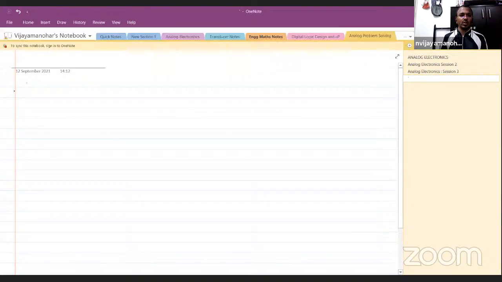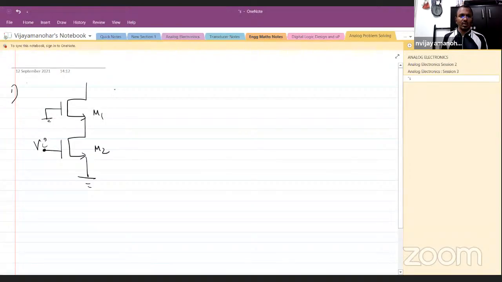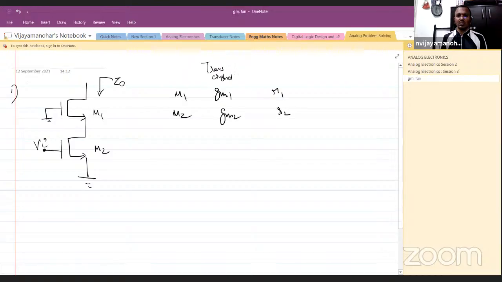So the question was like this. First question, we had two MOSFETs M1 and M2 connected like this. And M1 had the gate grounded. M2 gate was supplied with Vi. And they were asking Z0. The question says M1, M2 has gm1, gm2, R1, R2. So this is the transconductance, and this is the resistance.